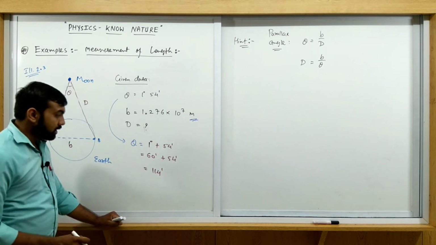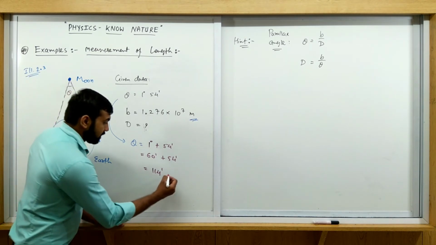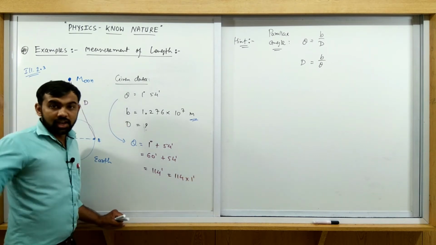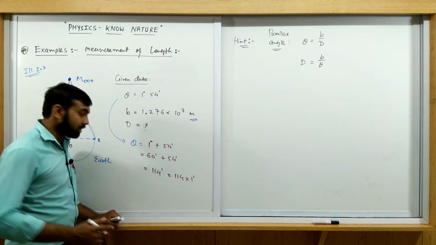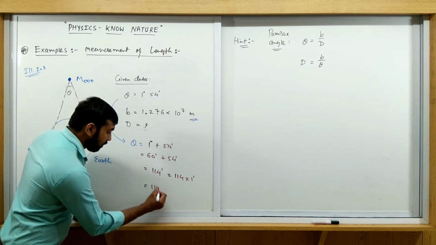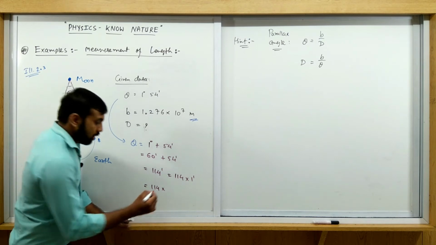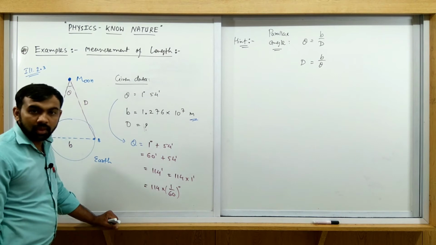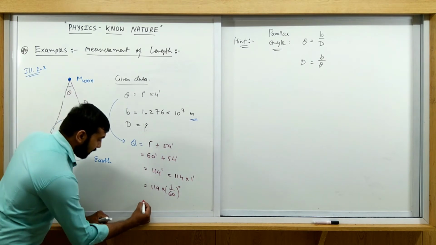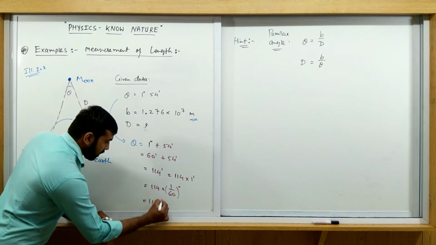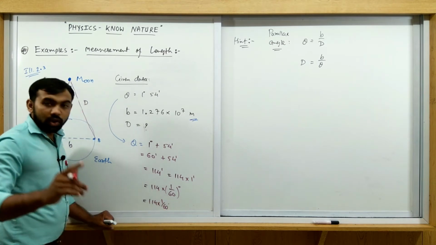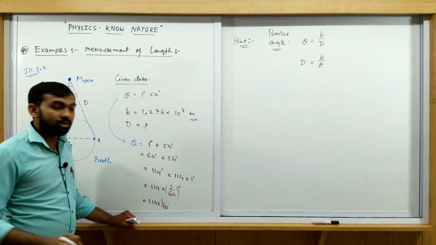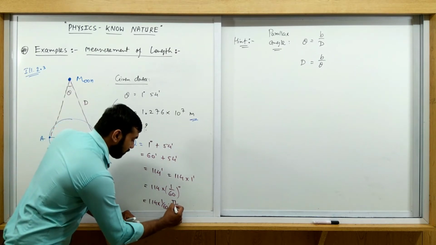So you convert this first into degree. It is equal to 114 into 1 minute, as we understand in angle conversion. What is 1 minute in degree? 1 upon 60 degree. So finally you get 114 into 1 upon 60. What is a degree in radian? 1 degree is equal to pi upon 180 radian.